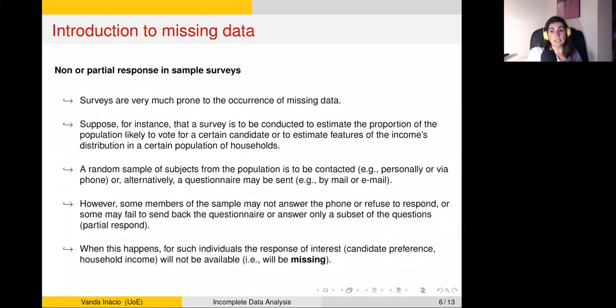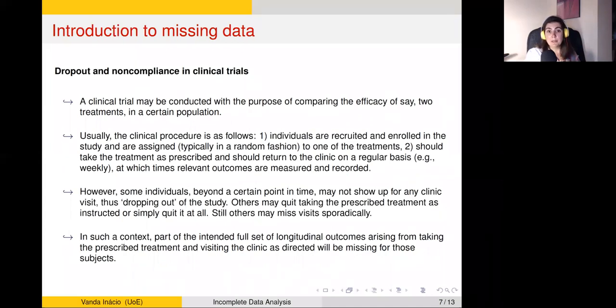And as we can easily imagine, the quantities that we are interested in making inferences about, for instance, the features of the income distribution of the households, will be impacted by the presence of missing values. And what we should do is, in our analysis, try to correct for the presence of missing values by using appropriate methods. And another very popular example of missing data are clinical trials.